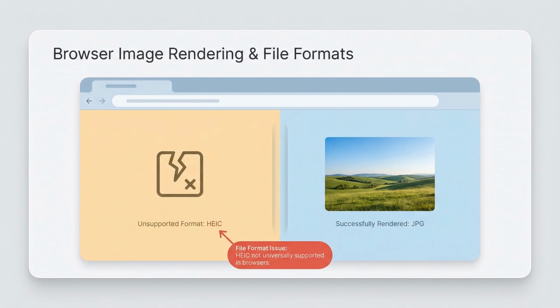Sometimes your image might not display in the browser. This often happens when the file format isn't supported. For example, HEIC files from iPhones don't render in all browsers. The solution is to convert the image to a web-friendly format like JPEG or PNG. The instructor recommends a free online tool called Squoosh, available at squoosh.app, which not only converts file formats, but also compresses image file sizes, which helps your website load faster.